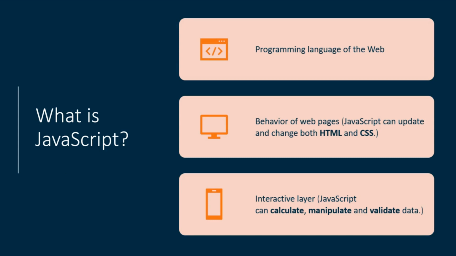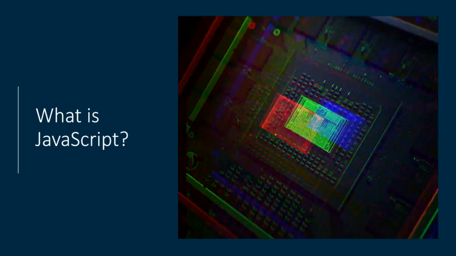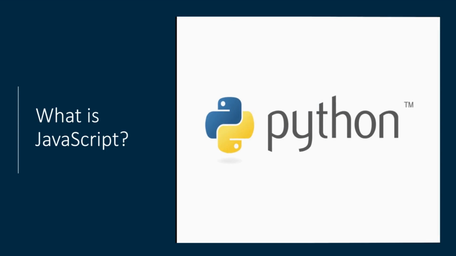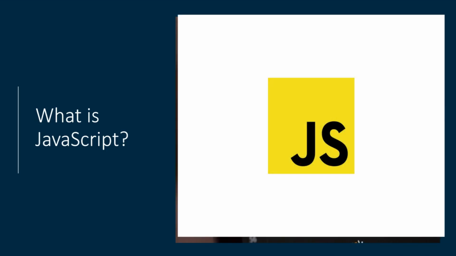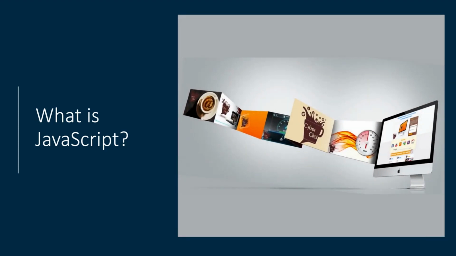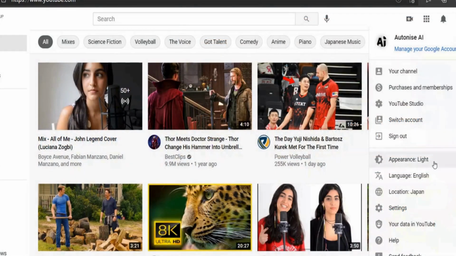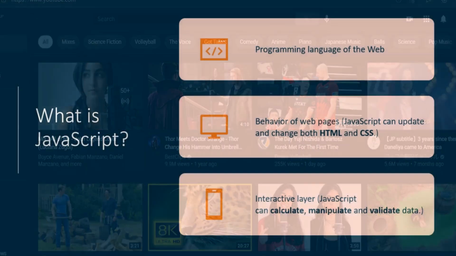JavaScript is a programming language for the web, like C++ is for low latency systems where precision and high speed are very important. Like Python is for backend on servers. Similarly, we have JavaScript for the web pages. JavaScript can update and change both HTML and CSS present on a web page. Like we have a dark mode in YouTube. In just one click, we can change the style of the whole page.